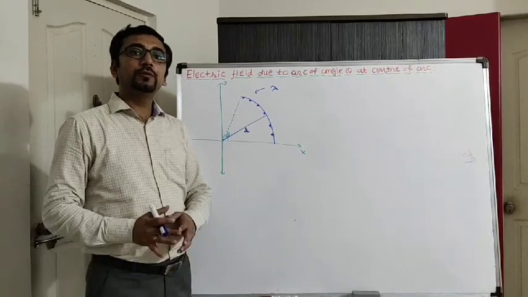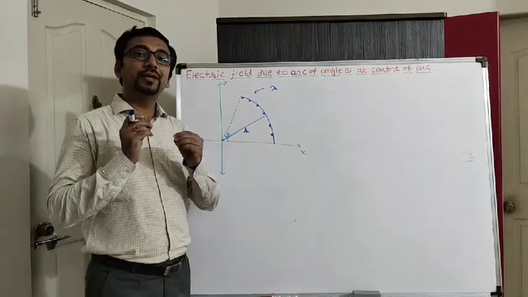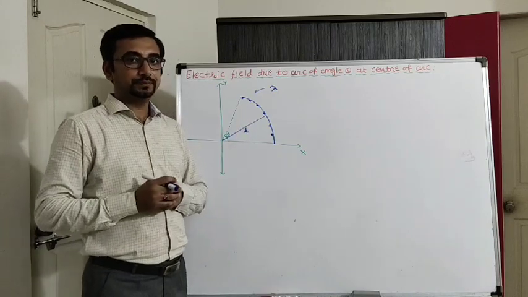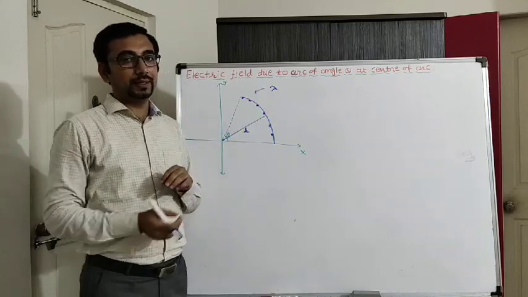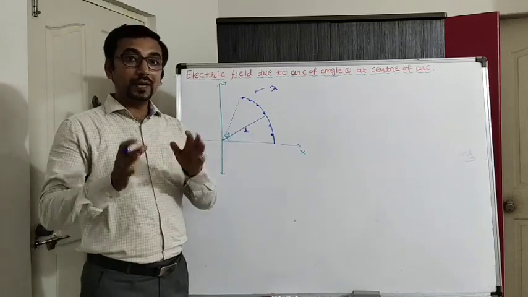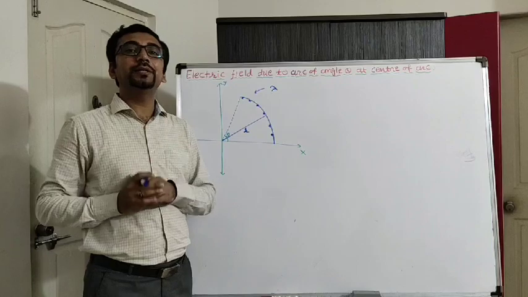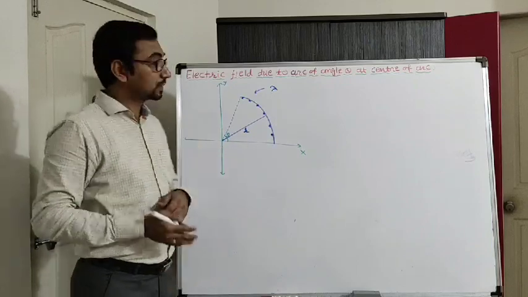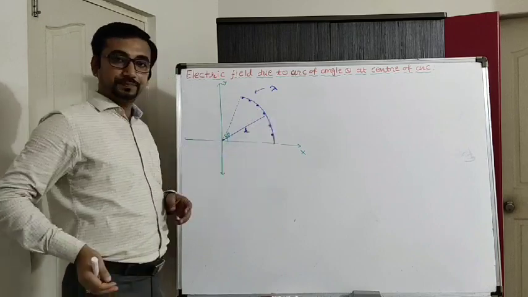In the previous video, we obtained the electric field due to a straight line charge distribution, first on the axis of the wire and second in the direction perpendicular to the wire. Now suppose we have one more line charge distribution, but now it is not in the form of a straight wire. Suppose it is in the form of a curve.